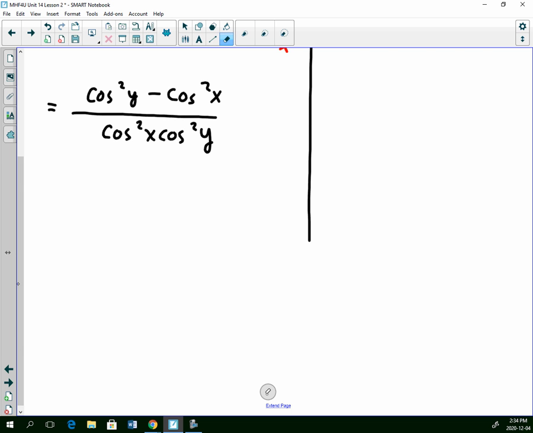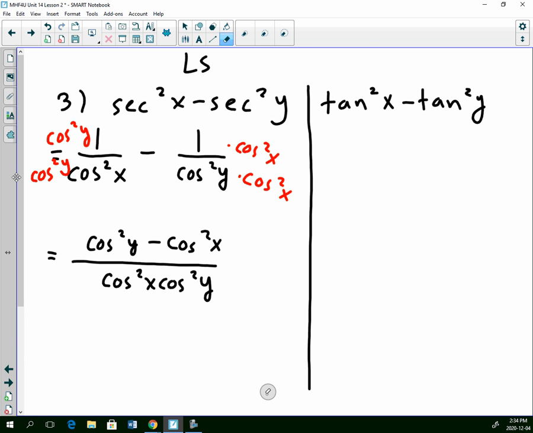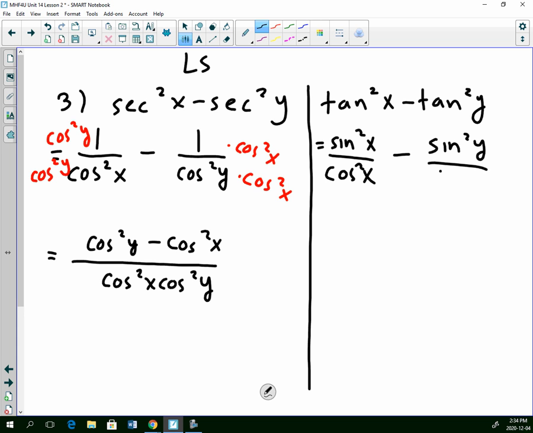Okay, so I've simplified the left, I've changed to sine and cosine, I've simplified it, so let's go down to the right. So I'm going to change tan to sine over cosine, and sine squared y over cos squared y. And then if I wanted to add those two terms together or subtract, I would need to find a common denominator of cos squared x cos squared y.